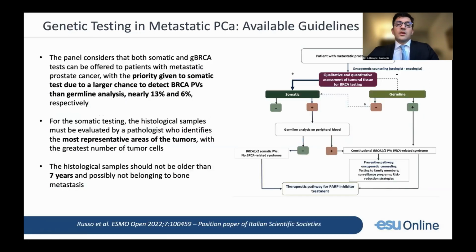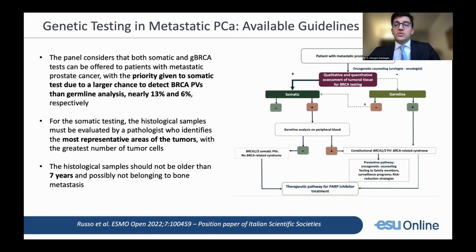This is a nice graph from the position paper of Italian scientific societies summarizing what to do with a patient with metastatic prostate cancer. First of all, we should consider somatic testing, and if it is positive, we should consider germline analysis on peripheral blood, and this will guide screening and genetic counseling. On the other hand, the presence of mutations can guide the administration of PARP inhibitors, for example.